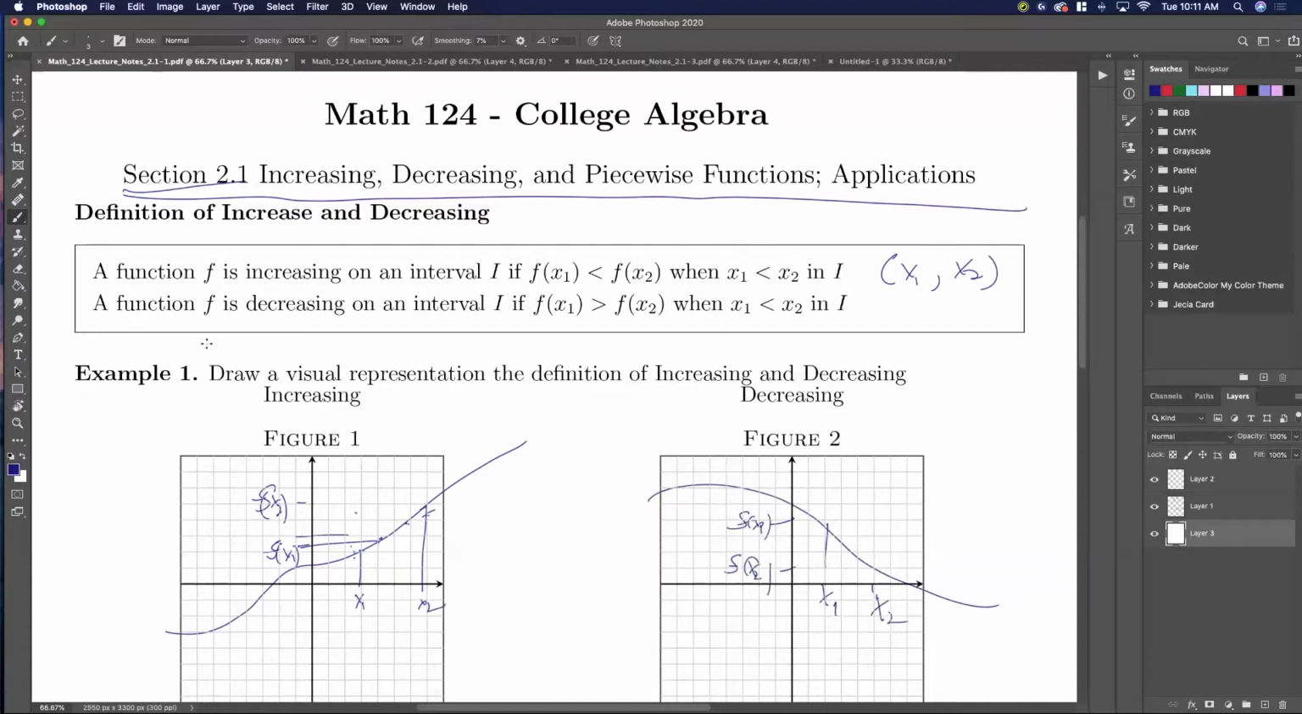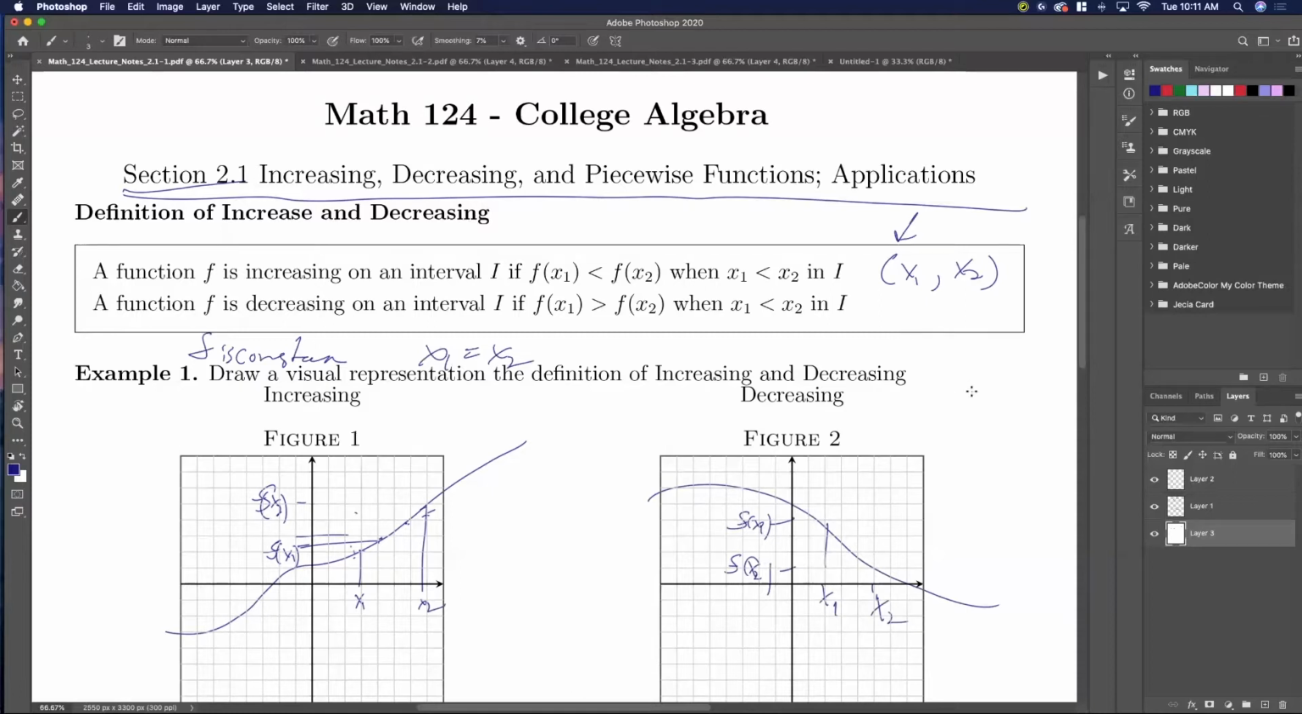There's one other one. We can say a function is constant, and that's when f of x1 equals f of x2 for some interval. The constant function can be closed, but all the other ones are going to be open intervals, so you would be using parentheses, not brackets.